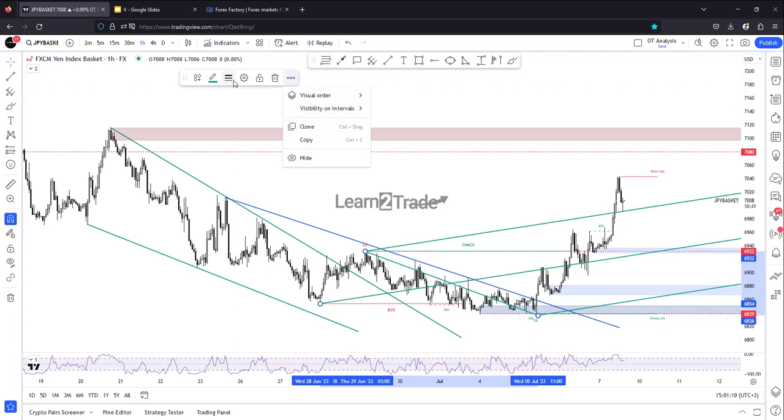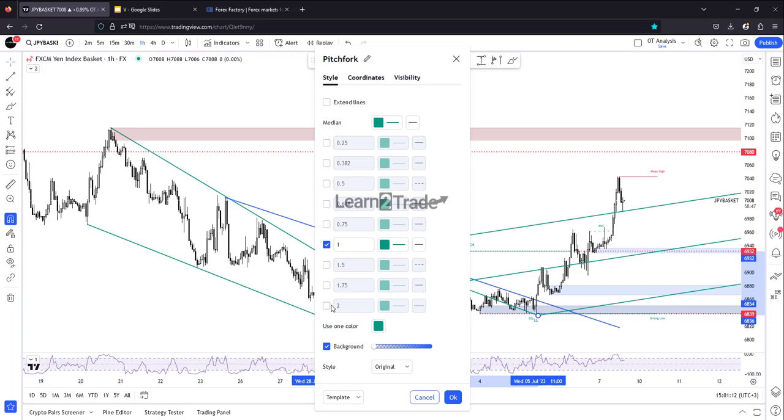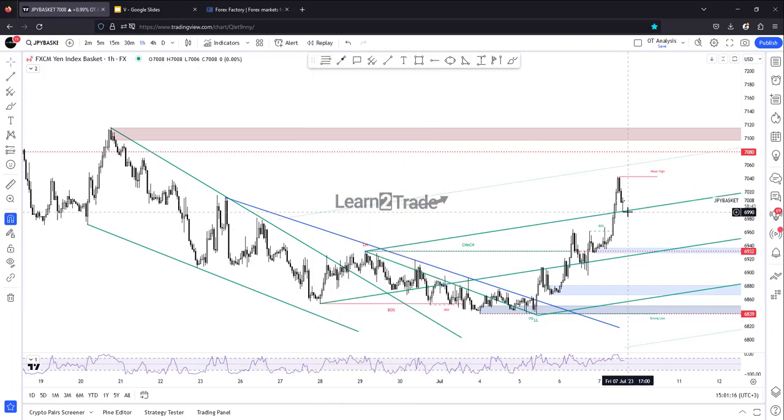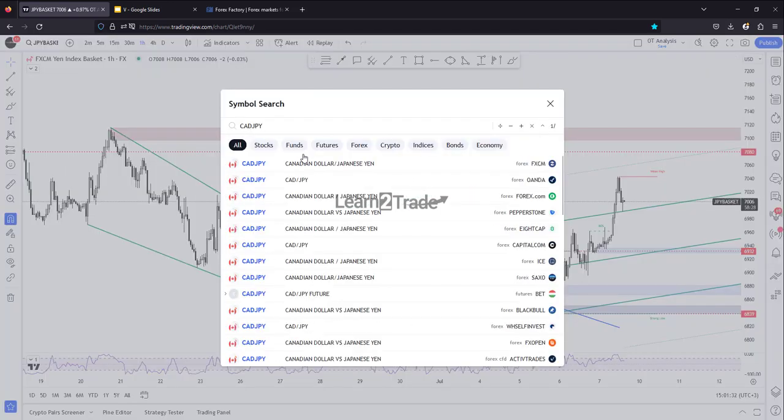One moment, I want to add the first warning line. The price failed to hit the warning line here. It has retested the upper medium line. So as long as it stays here, it could extend its growth, and further growth here should lift the Japanese yen. Okay, guys, this is my opinion about the Canadian dollar Japanese yen.